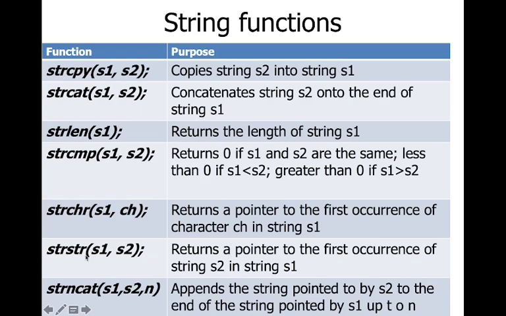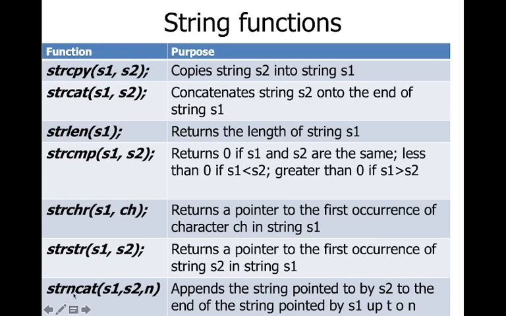Then we have strstr of s1 comma s2. It returns a pointer to the first occurrence of string s2 in s1. So whenever that s2 is there in s1, it will return that occurrence. It is actually the substring search. If s1 is hello world and s2 is world, then whenever that world occurs, it will be returned. It returns a pointer, which is actually the address location. You'll be learning about this pointer in the last module.